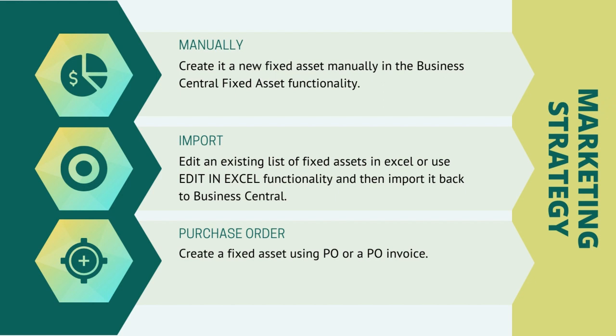First, there are 3 ways you can add assets into Business Central. You can enter it manually, you can import it from Excel, and you can also purchase a fixed asset with a purchase order or a PO invoice. Then after I do that, we will go to the acquire functionality, so it gets set up as a fixed asset in the fixed asset journal, but also in the general journal.